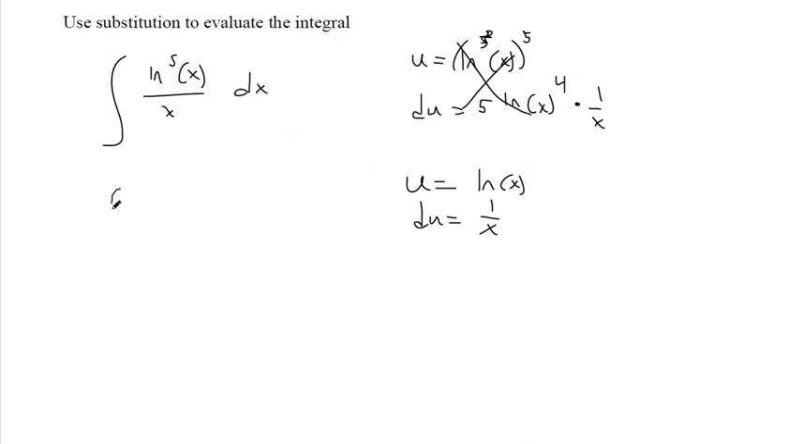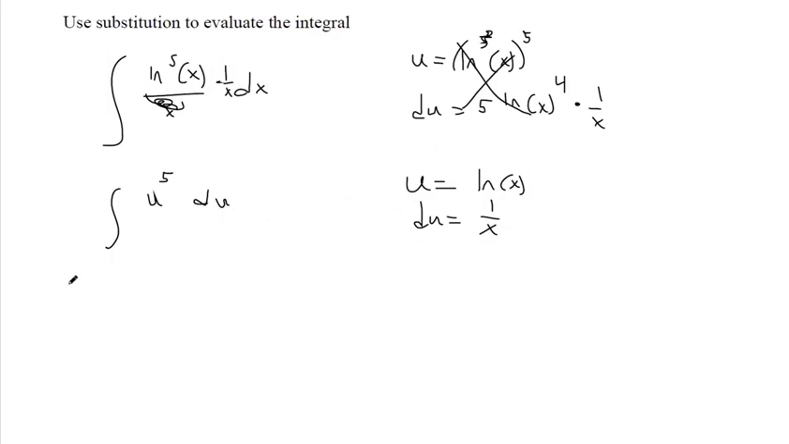And if we let that be our u, remember this is notation for the fifth power. So that's u to the fifth. And then this divide by x, you could say that's the same thing as multiplying by 1 over x. That's going to be our du. 1 over x is du. So we made our substitution there.